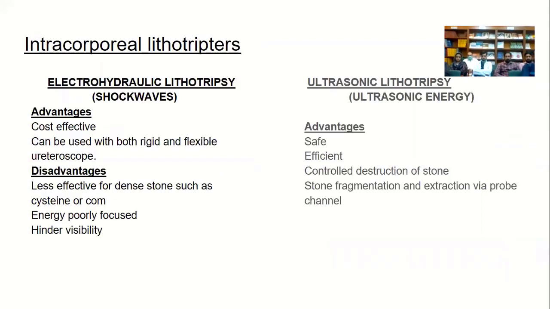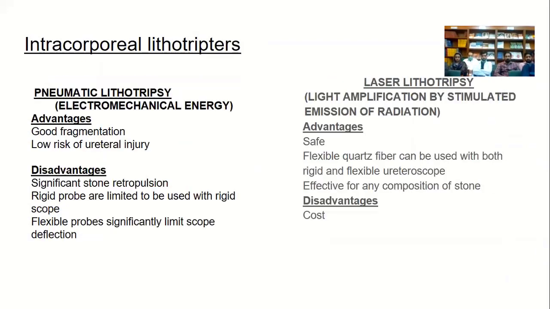Intracorporeal lithotripters. There are four types. Electrohydraulic lithotripsy and ultrasonic lithotripsy are not commonly used nowadays. They were used in the past, but they are not commonly used now. Now we mainly use pneumatic lithotripsy and laser lithotripsy.